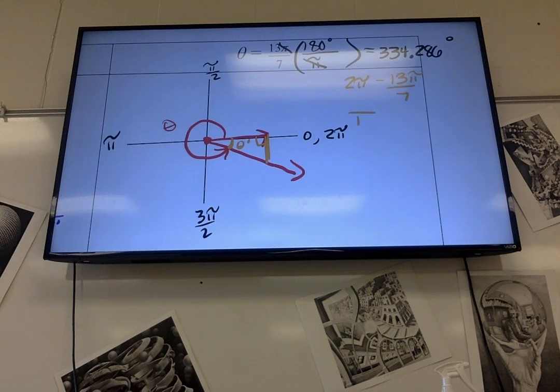So I'm going to make it over 7. So it's 14 pi over 7 minus 13 pi over 7, which leaves us with the reference angle being pi over 7.